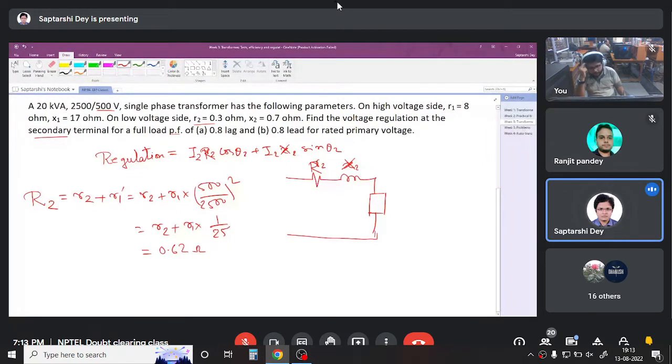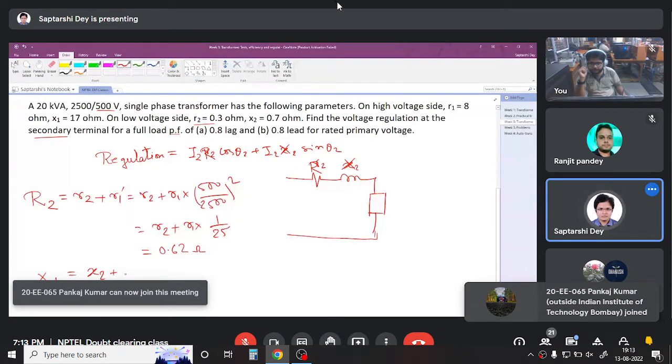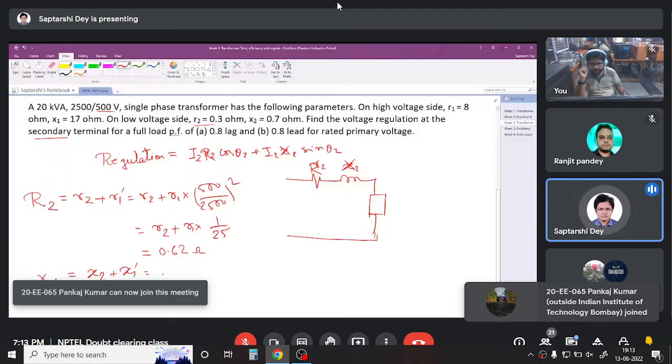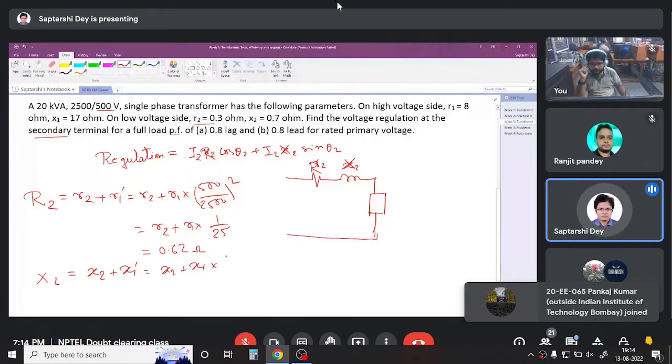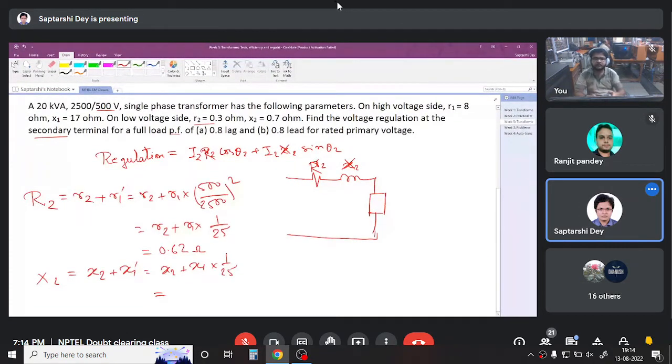Alright. So R2 referred to the secondary is this. Similarly, if you can find X2, that is X2 plus X1 prime, which will be similarly X2 plus X1 times 1 by 25. Can someone do it? I am getting 17 by 25, 1.38 ohm. Okay.